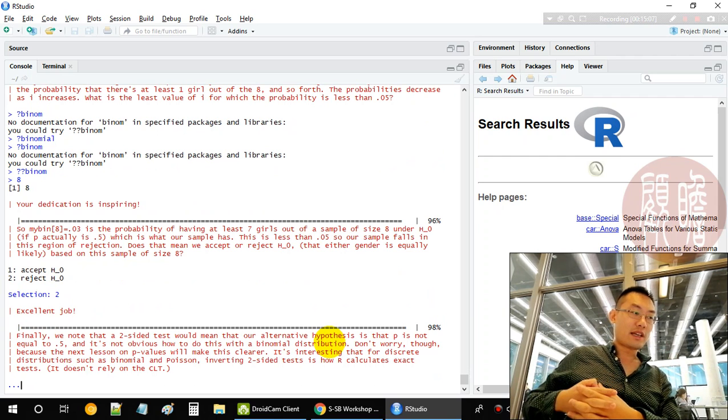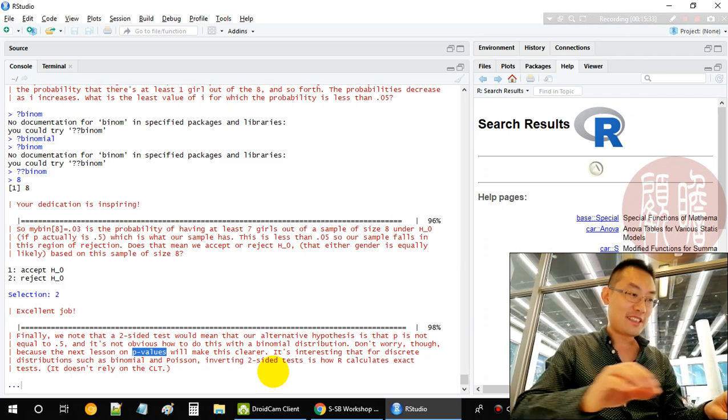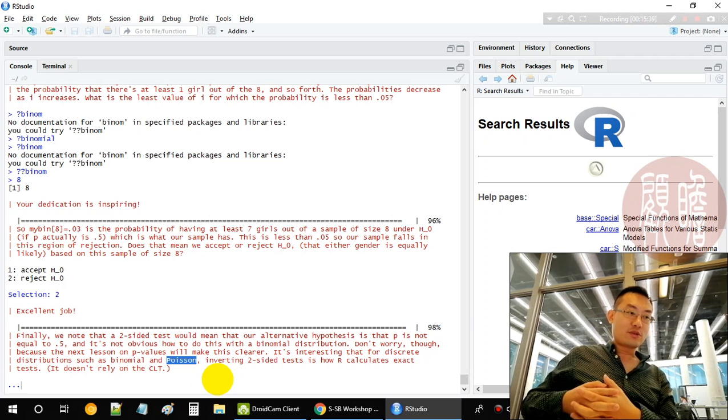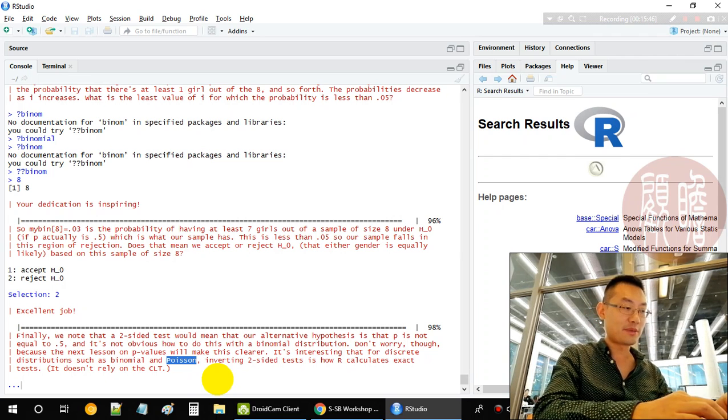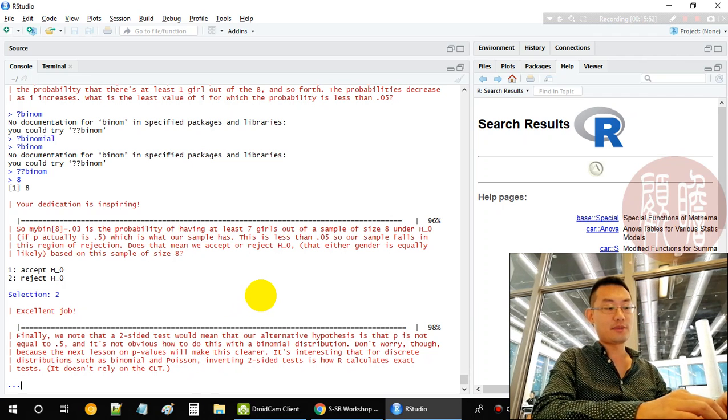Finally, a two-sided test would mean that our alternative hypothesis is that p is not equal to 0.5. And it's not obvious how to do this with the binomial distribution. Don't worry that much; in the next few lessons, when we talk about p-values in depth, that will make it clearer. It's interesting for discrete distributions such as the binomial and the Poisson, inverting a two-sided test is tricky. This is an exact test, and it does not rely on the central limit theorem, because the central limit theorem is built on the normal distribution.